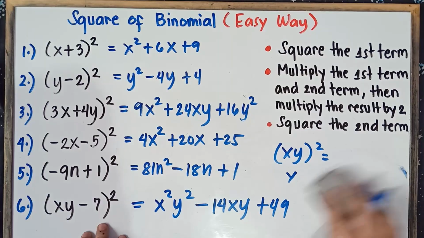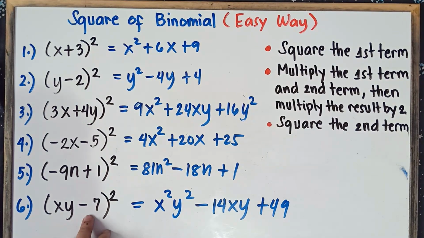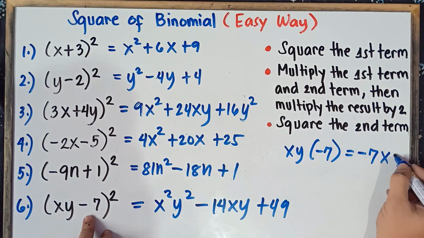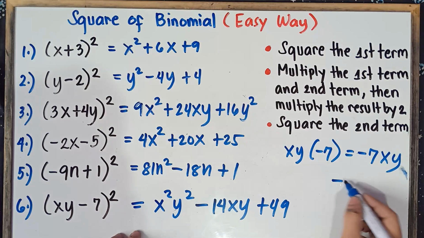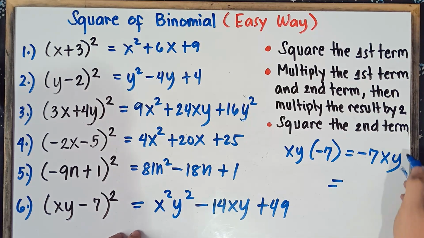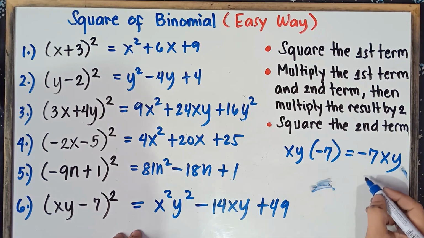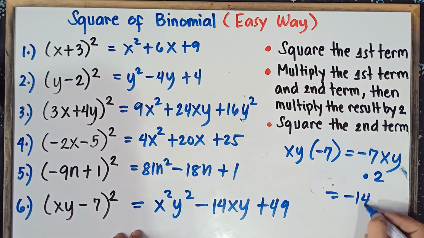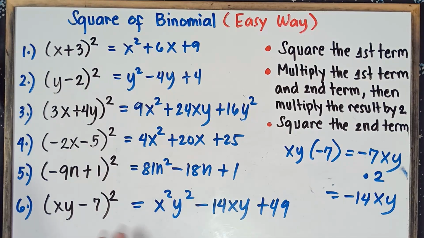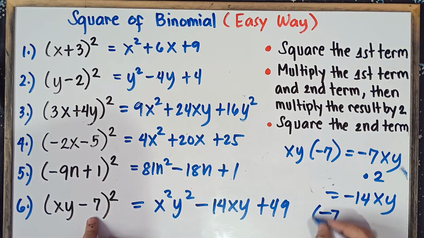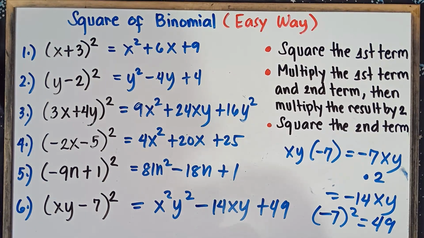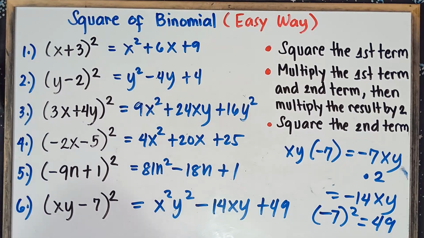And then we multiply the first term by the second term. So xy multiplied by negative 7, that would be negative 7xy. And then we double our answer, or we multiply it by 2. So negative 7 times 2, that will be negative 14. Simply copy xy. And then you square the second term, negative 7 squared, negative 7 times negative 7. That's why we have positive 49. That's it, class. All set. That's the answer, class, with regards to example number 6.